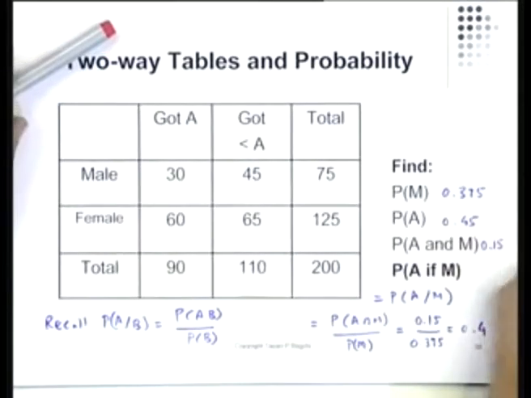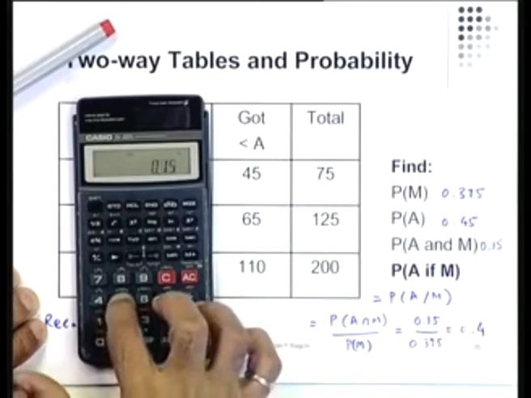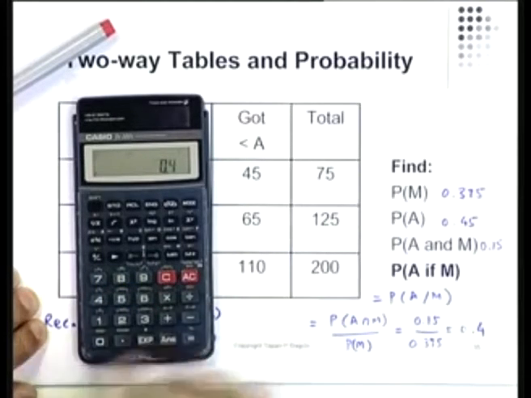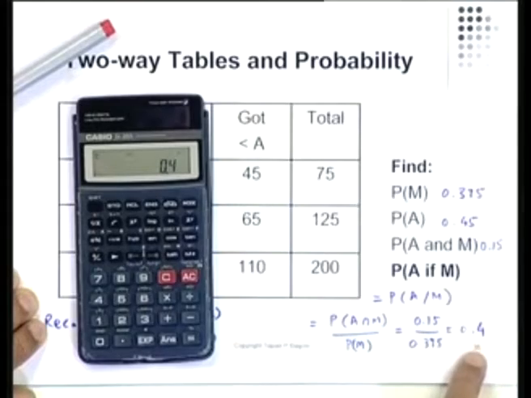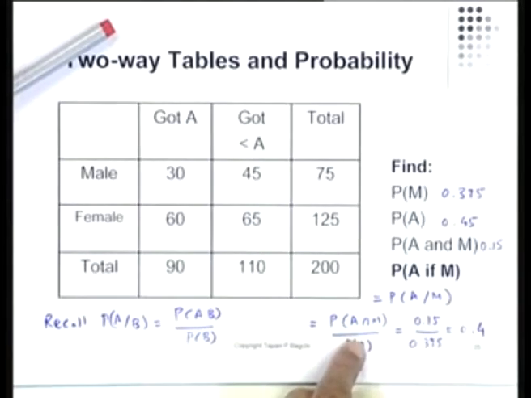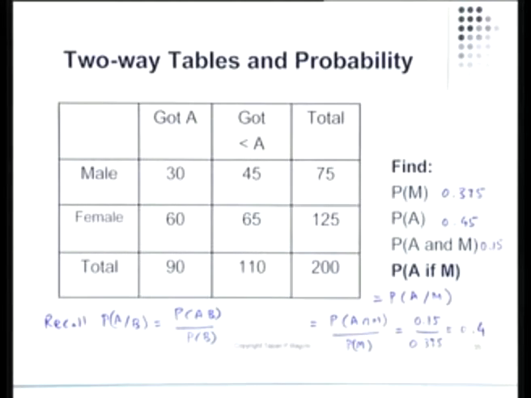This is a very complicated question. Let's try to work it out. 0.15 divided by 0.375 equals 0.4. So that's the answer. That's the answer right there. So I've solved this problem, and I've also solved a question that involved conditional probability. Let's go now to the next question.